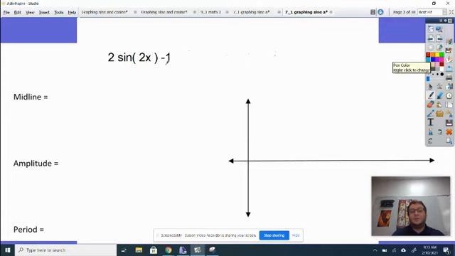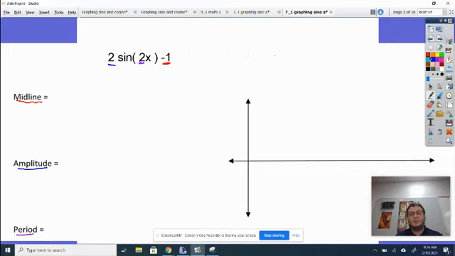What you want to do, so any number that's being added or subtracted, usually on the end, that's what's going to be our red. That's going to be our midline. The number out front is going to be our amplitude. And then the number in the middle is going to give us the period, but it is not the period. And I'll explain that in a second.